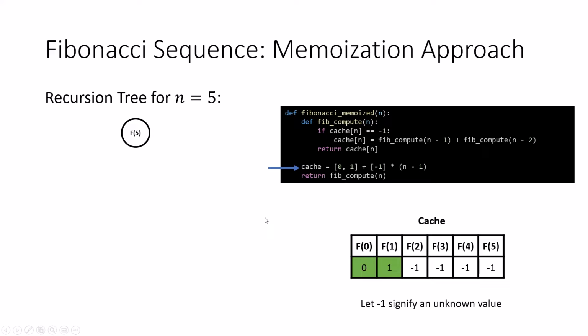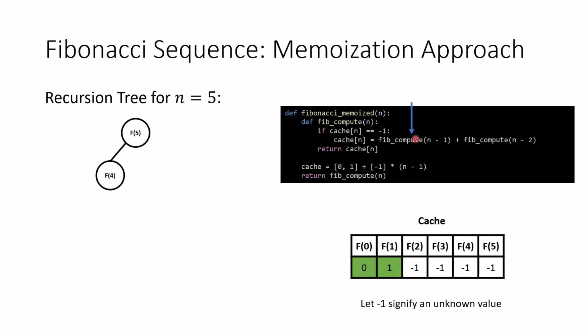Okay, now let's start to build a tree using memoization. So I'm going to do the same problem with n equals 5. I'm going to start off with f(5), and so far it seems basically like the usual recursive approach. I do f(5). Therefore, since the cache at 5, which is here, is -1, I do need to do the recursion. I'm going to do fib compute of 4 plus fib compute of 3.